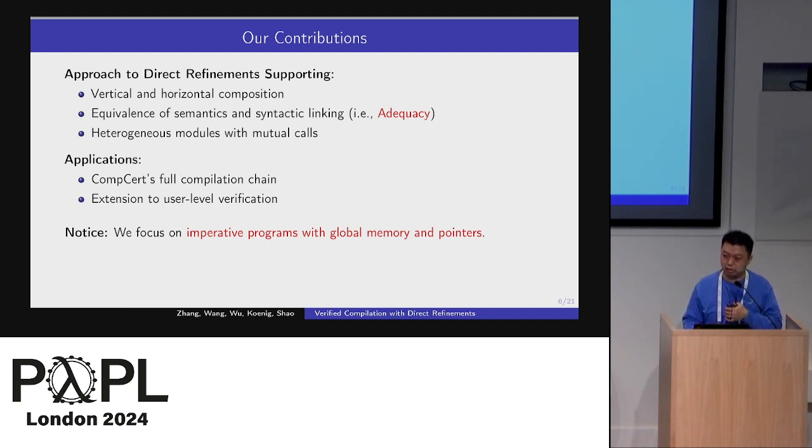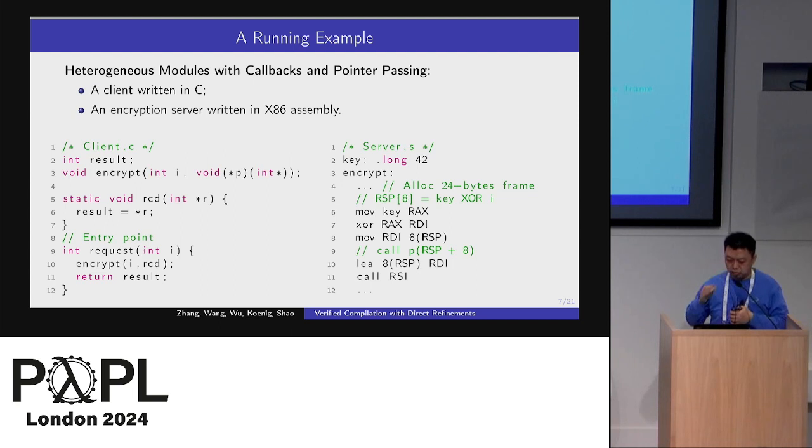So we believe this is the first version that supports direct refinement. There's also an extension to user-level verification, meaning you can have a direct refinement from a high-level user specification all the way to the assembly programs. In this work, we basically focus on first-order languages with global memory and pointers. So let's take a look at a running example.